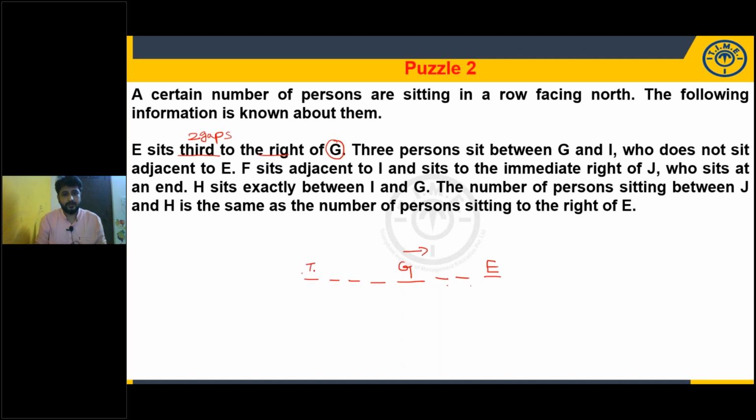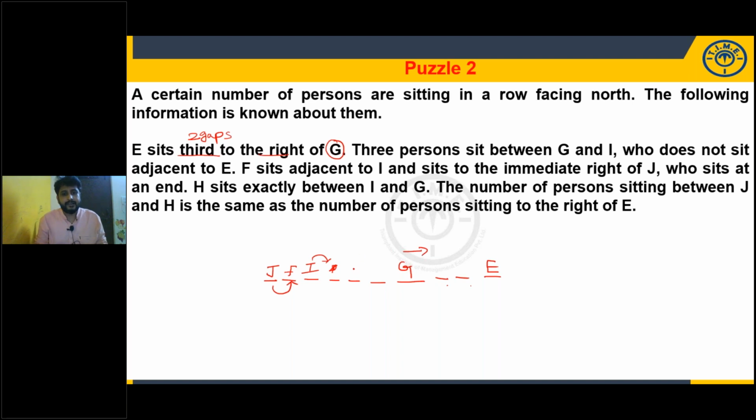So three persons sit between G and I. And it is mentioned F sits adjacent to I and immediate right of J. If I take F here, F is going to be immediate right of I, but F has to be immediate right of J and F has to be adjacent to I. So F will be here and it is immediate right of J. So this is how we have to place. We have to know how to place quickly. It comes through practice.